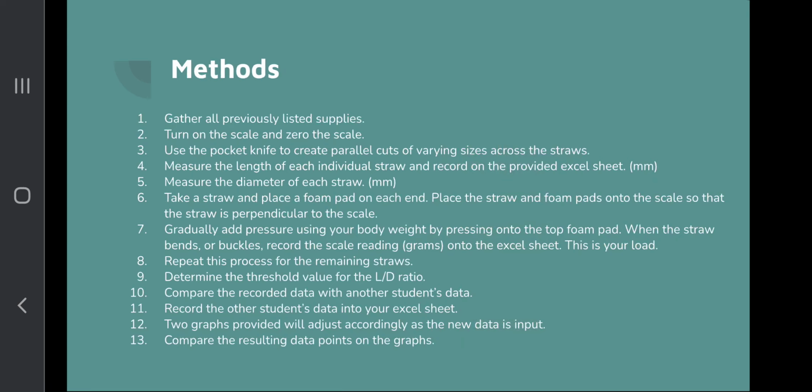I had to make sure it was perpendicular to the scale before I started adding pressure gradually, using my own body weight by pressing on top of the foam pad. When the straw would bend, I would record that scale reading onto the Excel sheet, and that would be my load value. And I kept repeating this process for the remaining straws. At that point, I determined that the threshold value, my L/D value, was about 9.